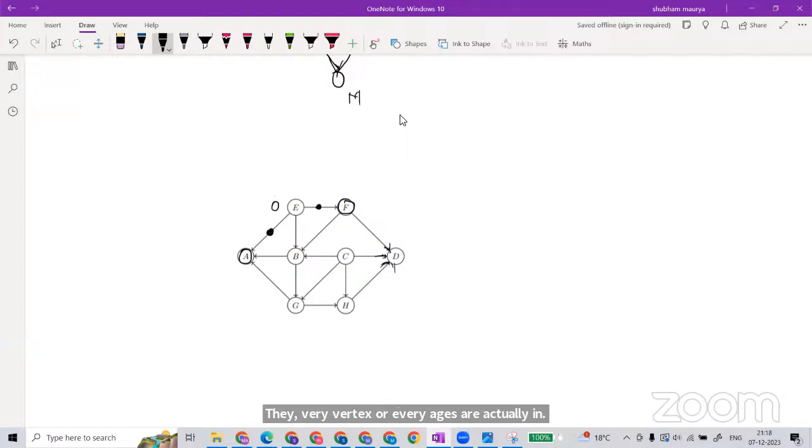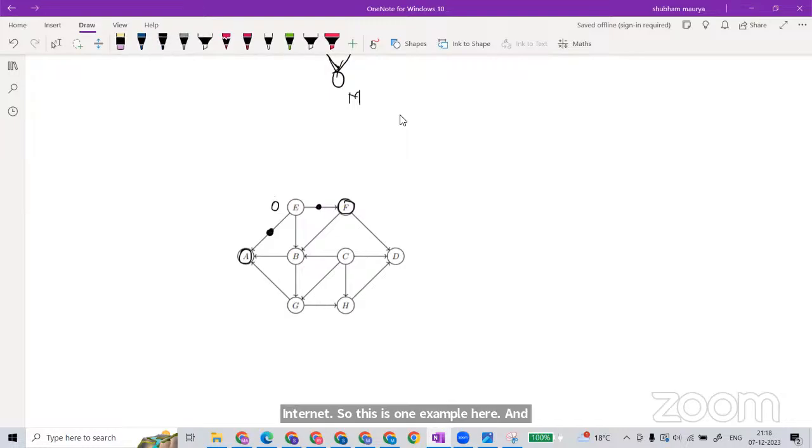There is no outgoing edge. So the out degree here is 0 and the in degree here is 3. In a DAG there is a property that there should be a vertex which has in degree 0, and there will be a vertex where the out degree is 0. So this is one example here.